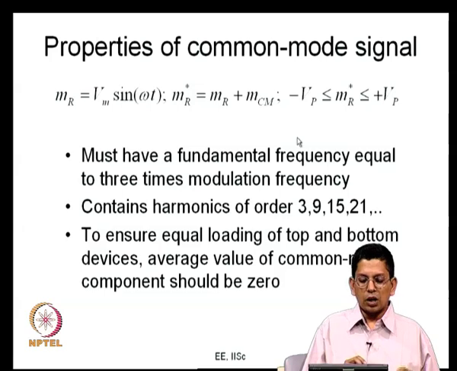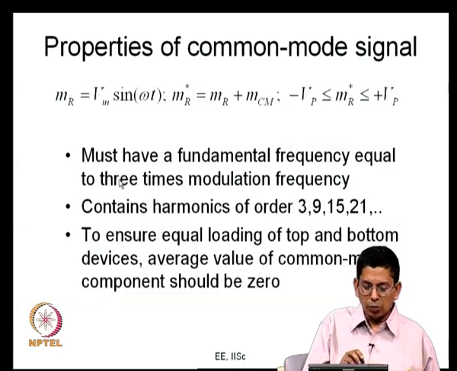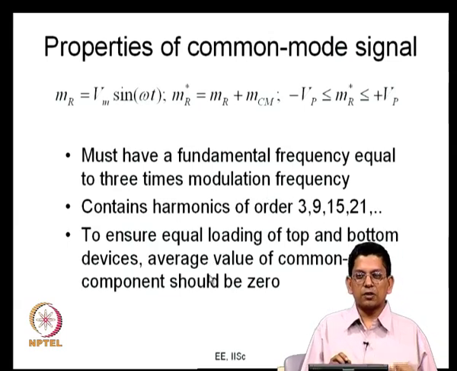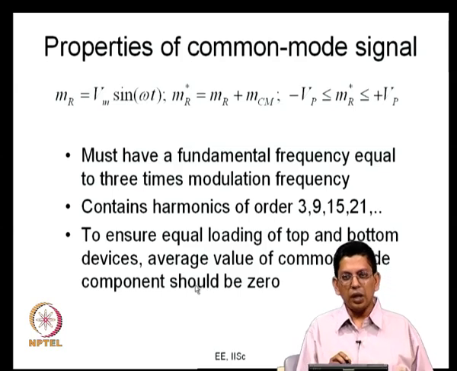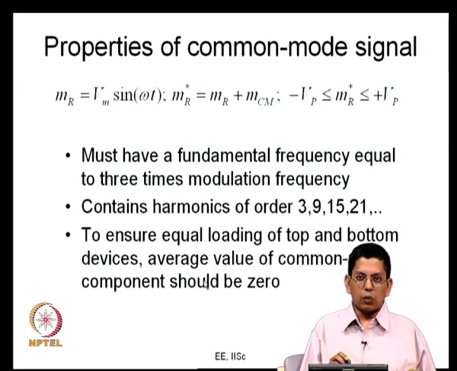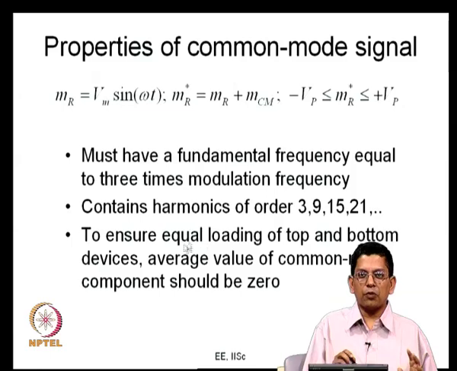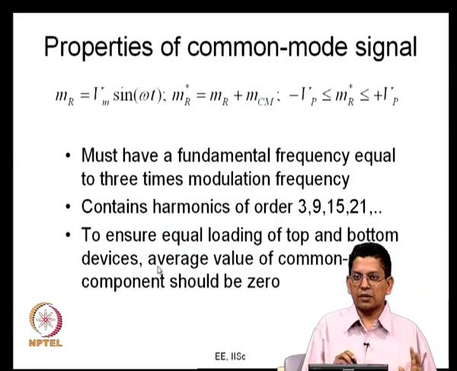On top of this, what should you do? The common mode component must have a fundamental frequency equal to 3 times the modulating frequency. That is, the common mode component's periodicity should be 120 degrees of the fundamental. Only then is what is added common to all the 3 phases. So this is another condition, and this condition naturally means it has only the triplen frequency components like 3, 6, etc.